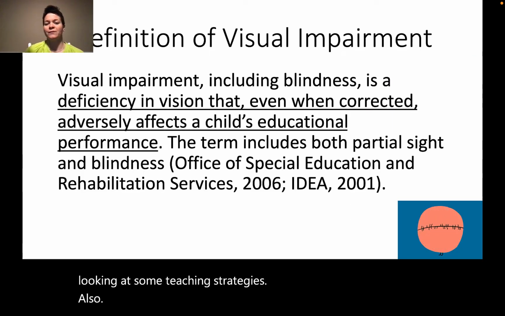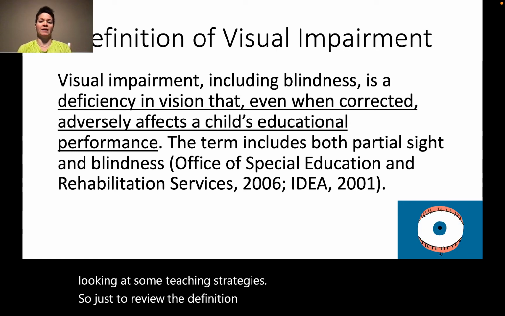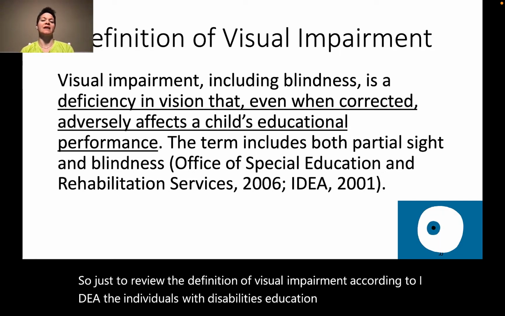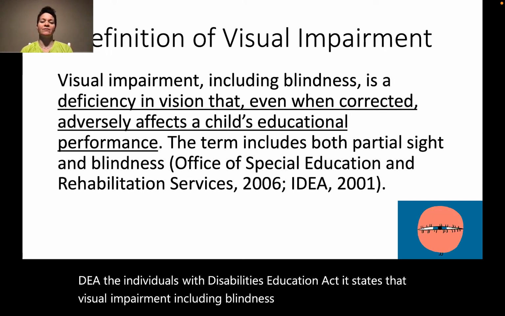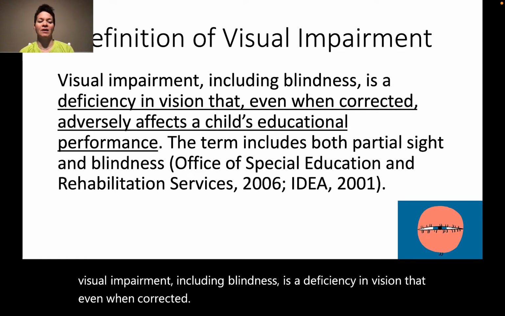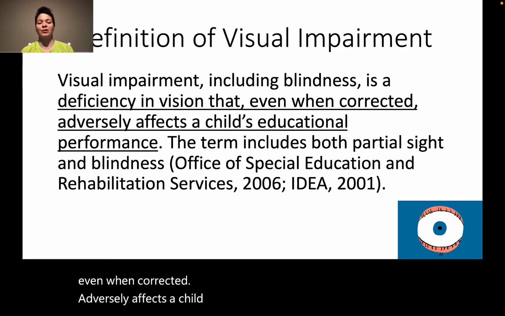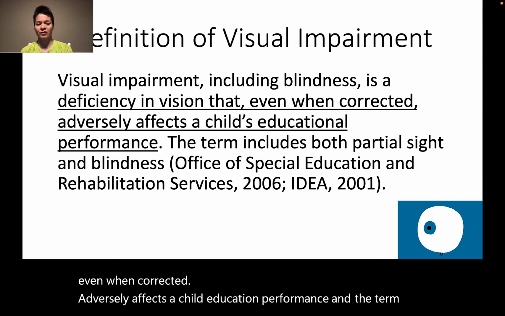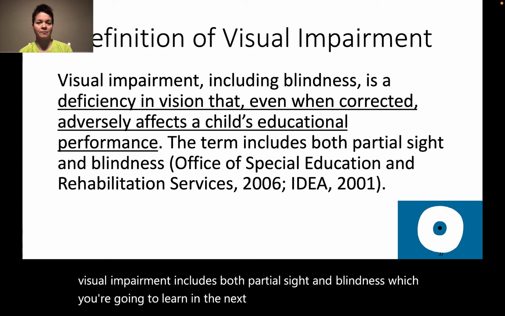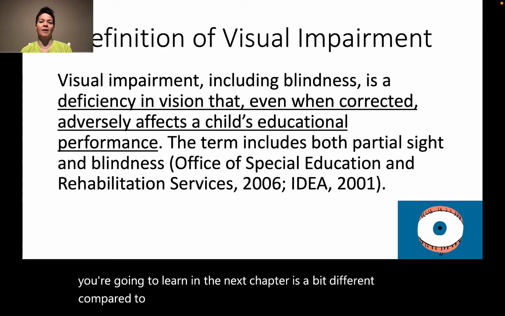So just to review the definition of visual impairment, according to IDEA, the Individuals with Disabilities Education Act, it states that visual impairment, including blindness, is a deficiency in vision that even when corrected, adversely affects a child's educational performance. And the term visual impairment includes both partial sight and blindness, which you're going to learn in the next chapter is a bit different compared to deafness and hard of hearing or hearing impairment.